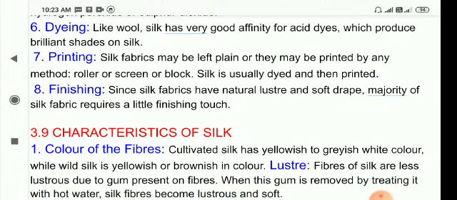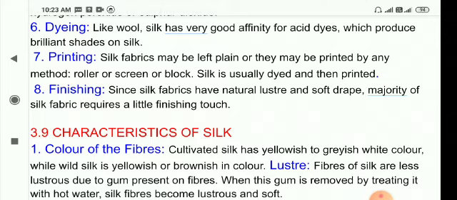After that, printing is there. Silk fibers may be left plain or may be printed by any method. It may be the roller, screen or block method. The next one is finishing. Finishing is the final touch, required to make it more attractive, soft and lustrous.